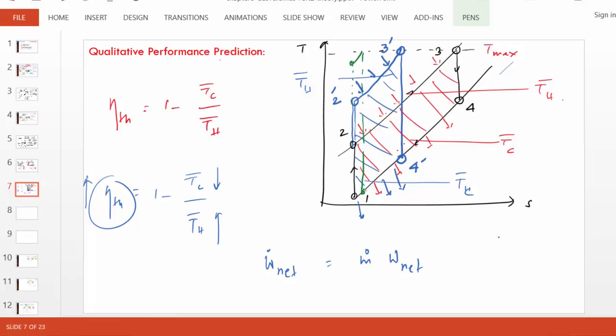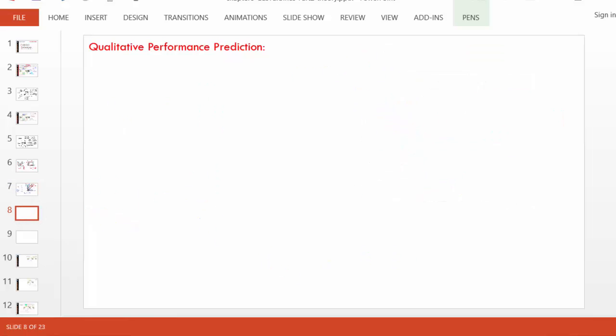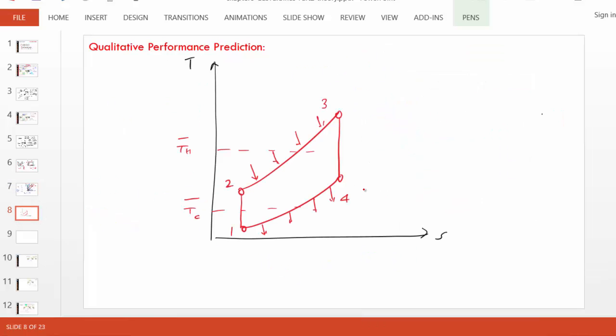Okay, so let's do another thought experiment. Once again, I have drawn a base Brayton cycle, 1, 2, 3, 4. You can see the heat addition takes place from 2 to 3 at an effective temperature of Th bar, and heat rejection at Tc bar. So the efficiency of this red cycle will be given by 1 minus Tc bar divided by Th bar. Now suppose we are increasing the maximum temperature allowable in the cycle.